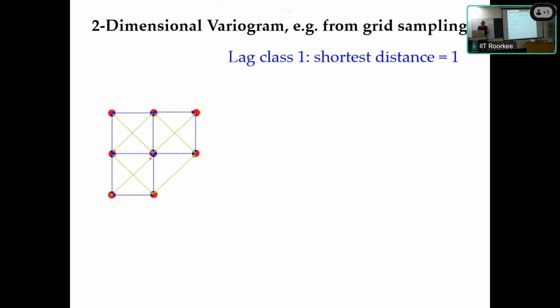Now we go to class 2. Those are all the diagonals. Not much larger, but a bit larger. From your geometry, you know that the length of all these green diagonals is 1.41. That's lag class 2. Simple calculation, 1 squared plus 1 squared, and then the square root of it is 1.41.